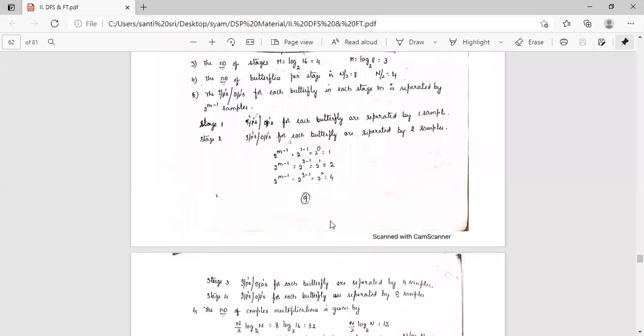2 power m minus 1 equals 2 power 1 minus 1, that is 1. 2 power 2 minus 1, that is 2. 2 power 3 minus 1, that is 4. Okay. Coming to stage 3, inputs and outputs for each butterfly are separated by 4 samples, and in stage 4, inputs and outputs for each butterfly are separated by 8 samples, that is the last stage.